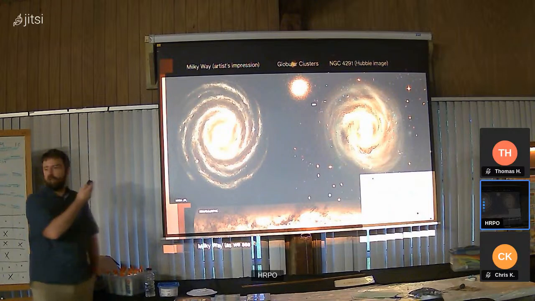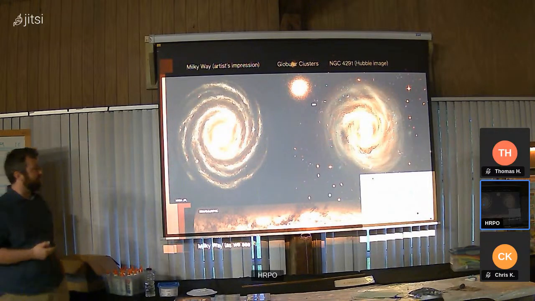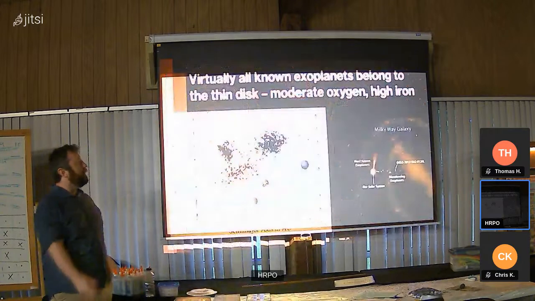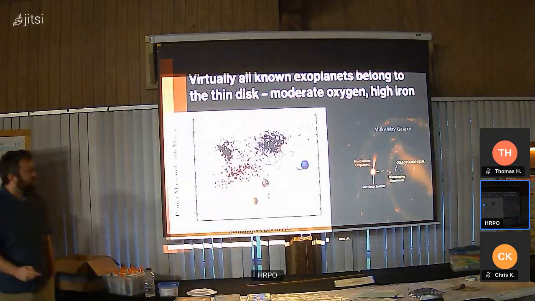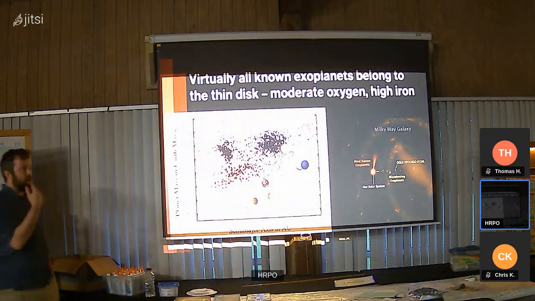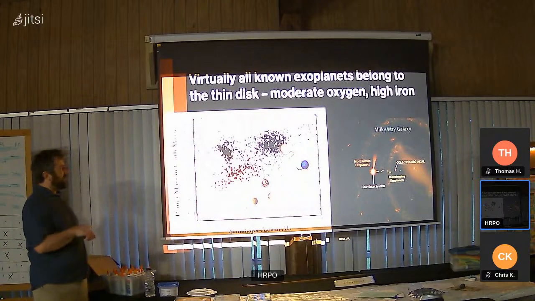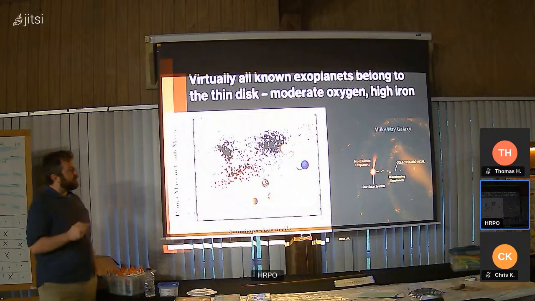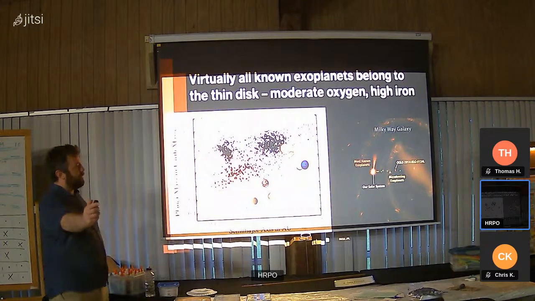And so what I'm trying to do is look in these different populations of stars and measure the occurrence rates of different planets. I'm going to focus on just the one search.